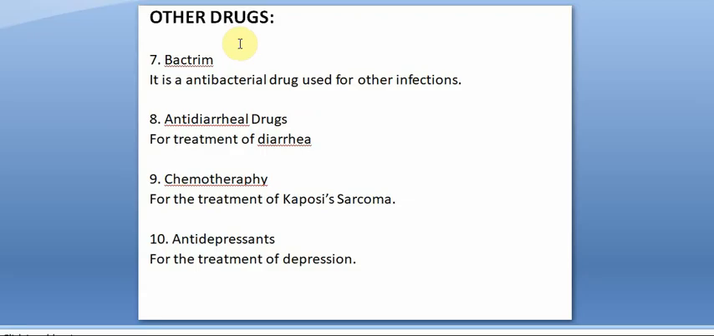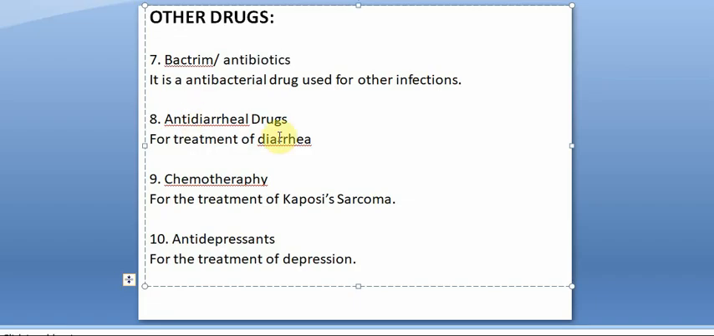Then next is certain other drugs. Certain other drugs are given to treat the clinical manifestations caused by this HIV AIDS. Like the patient can develop some opportunistic infections. So in that case we can give Bactrim, or you can also start with antibiotics. Then for diarrhea, we can give antidiarrheals. Then if the patient is having Kaposi's sarcoma, for that we can give chemotherapy. Then most of the time, it is seen that patients with HIV can have depression. So to treat that, you can give antidepressants for the patient.